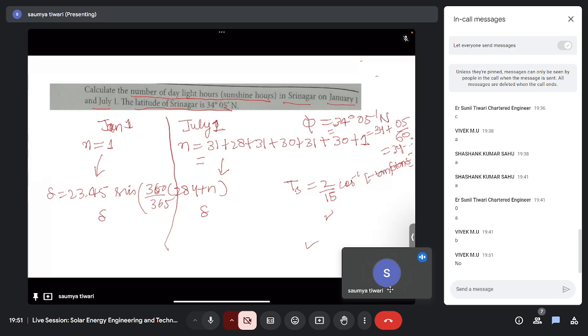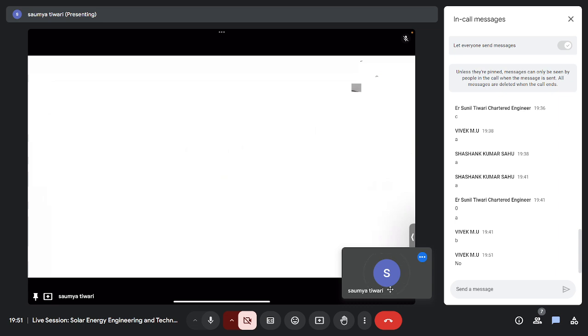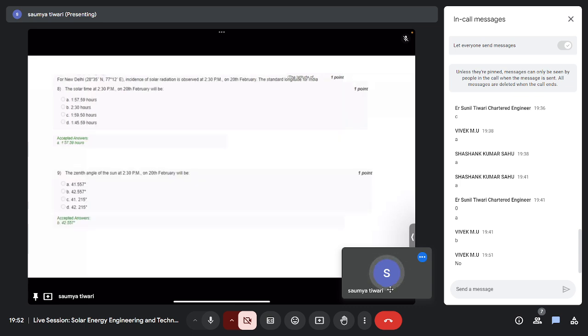Okay, moving on to the next question. This is a similar question: the number of daylight hours in Guwahati on January 1st and July 1st. The latitude of Guwahati is given. You can try it later. Since the pattern of this question is similar to the previous one we have discussed, the correct option is given. We'll quickly go to the next question.